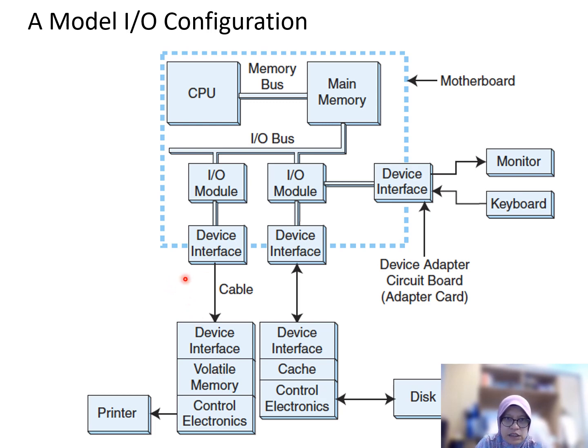In any case, the I/O module must have an interface and memory to contain or become the buffer, also with the electronics that are connected to the devices themselves. And in order to connect to the motherboard, they must be connected through a cable, either in one way or two ways, through a device interface which is connected to the I/O module itself.